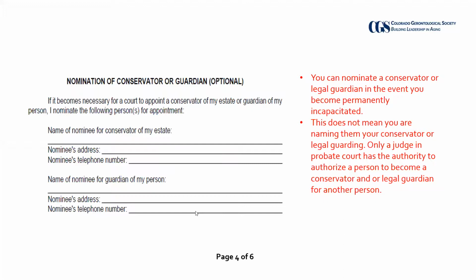Once again, this is completely optional. And this does not mean that you have given someone the authority to be your conservator or your guardian. This is just you saying, in the event that I need a conservator or I need a guardian, this is who I would like to be considered. Because only a judge in a court of law is able to appoint a conservator or a guardian.